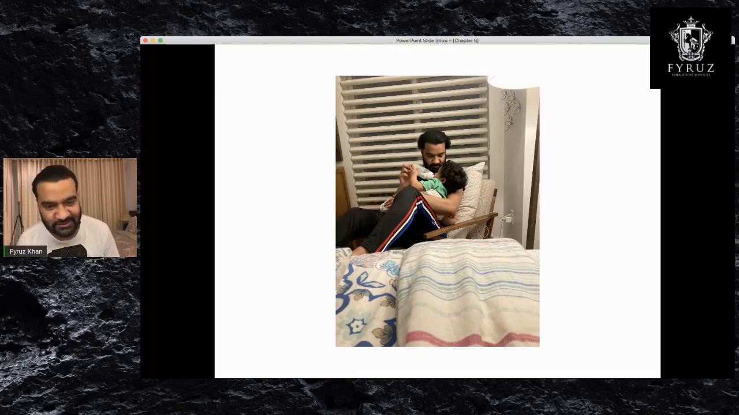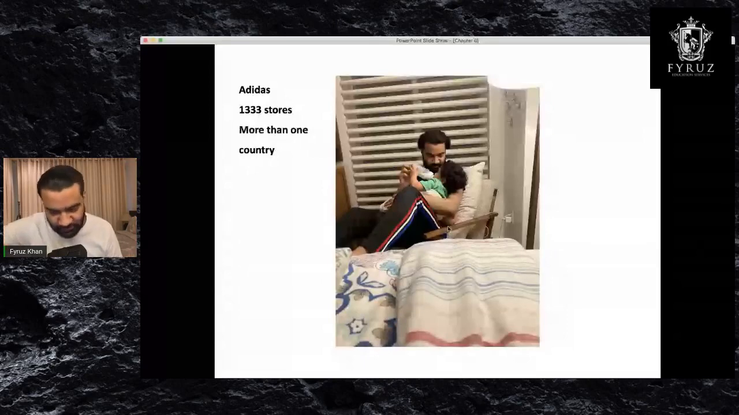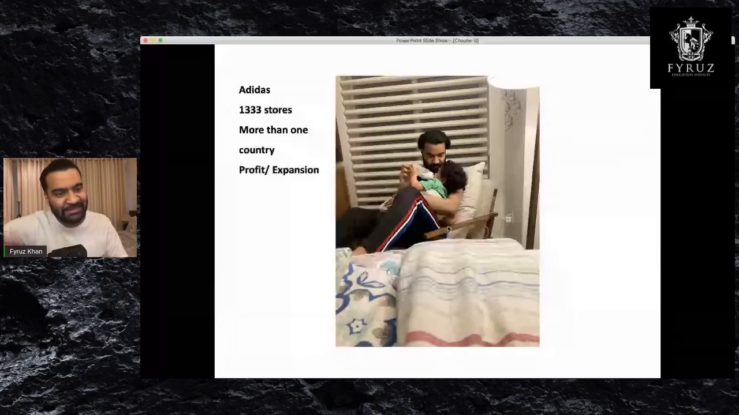Can you see the trouser that I'm wearing? It is an Adidas trouser. I really like Adidas. The brand is really good. Now think about a brand like Adidas. They're huge, they're humongous, right? They have around 1,400 operating stores worldwide. So they operate in more than one country, and their objective is to make a lot of profit.